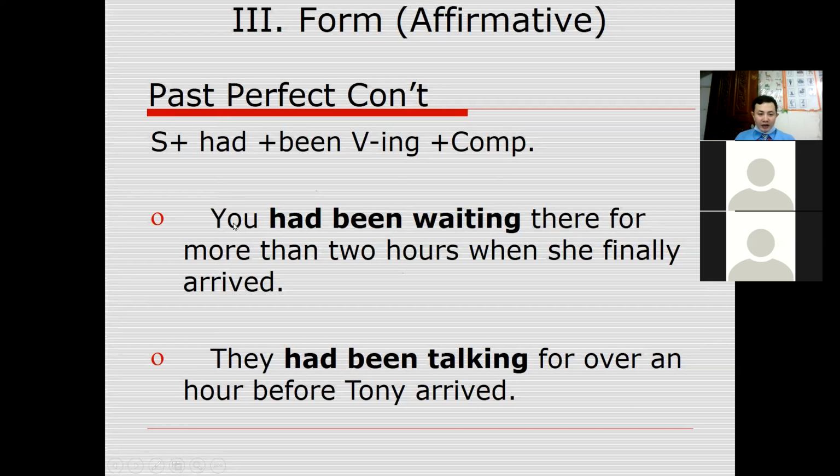Okay, as you can see in the example, you had been waiting there for more than 2 hours when she finally arrived. So had been waiting is called past perfect continuous. This one as well: they had been talking for over an hour before Tony arrived. So had been talking is also past perfect continuous. Okay, so this is the positive form.